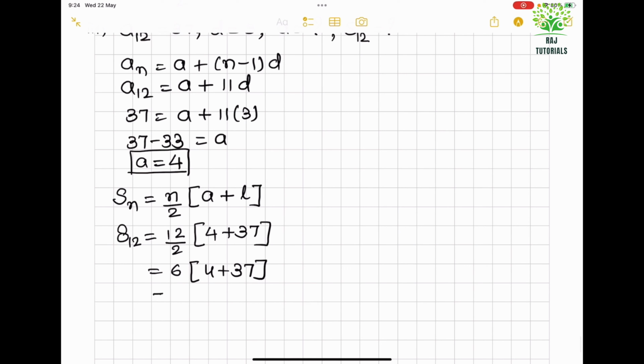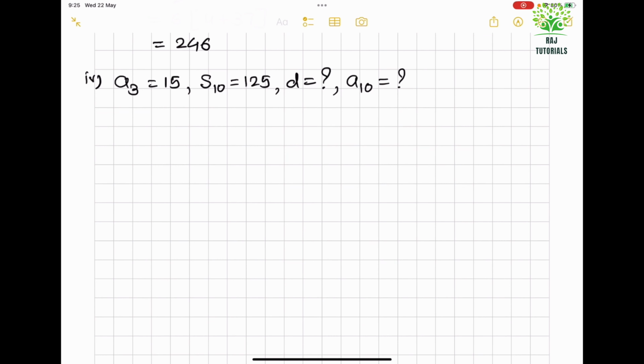So that is coming as 246. Now next is a3 equal to 15, S10 equal to 125, d equal to question mark, a10 equal to question mark. So here again first I will be using the formula an equal to a plus n minus 1 d. So a3 equal to a plus 2d. So 15 equal to a plus 2d.